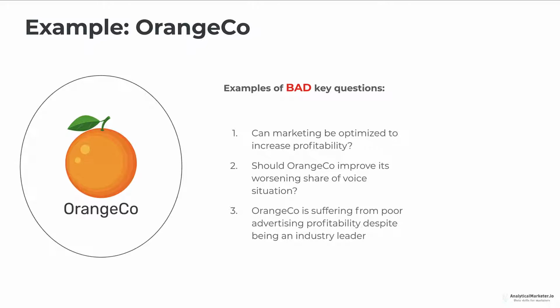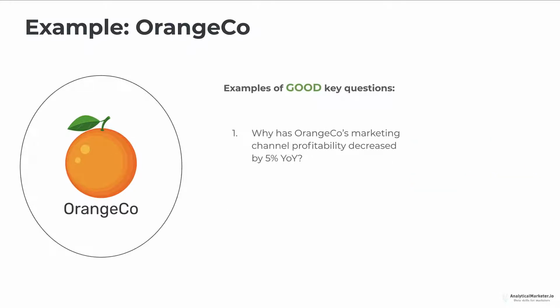So for example, the first one, can marketing be optimized to increase profitability? It's just too general. It's not specific at all. The second one, should Orange Co. improve its worsening share of voice situation? Of course it should, so it's not disputable at all. And the third one, Orange Co. is suffering from poor advertising profitability despite being an industry leader. That's not even a question, it's just a statement of fact. Let's have a look at some good key questions instead.